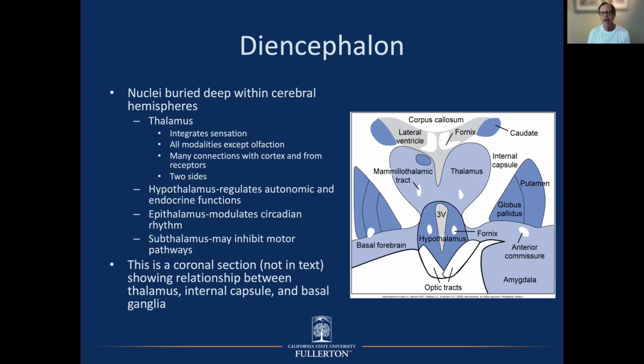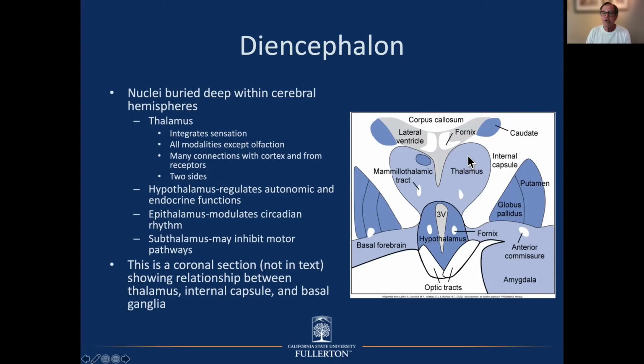So anyway, it's largely sensory in nature, and it processes the information. Obviously, it does something important, and we'll get to part of what that seems to be later. It has all modalities except olfaction. There are many connections with the cortex from the receptors in the thalamus. In other words, you go from receptors, touch areas, to the thalamus, and then up to the cortex.